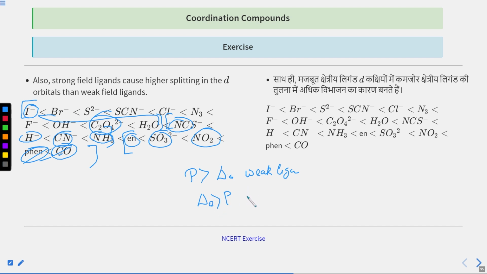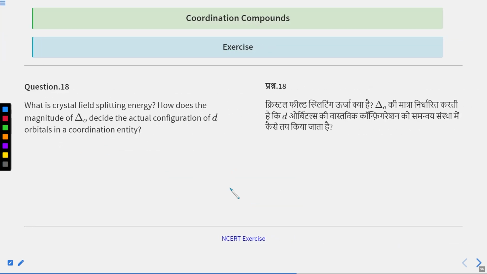Okay, then in that case it is termed as strong ligand. Now this delta O will depend mostly on the ligand, but also on the metal ion and on the charge of the metal ion. Okay. Next is, what is crystal field splitting energy? How does the magnitude of delta O decide the actual configuration of d orbital in a coordination entity? So what is crystal field splitting energy?